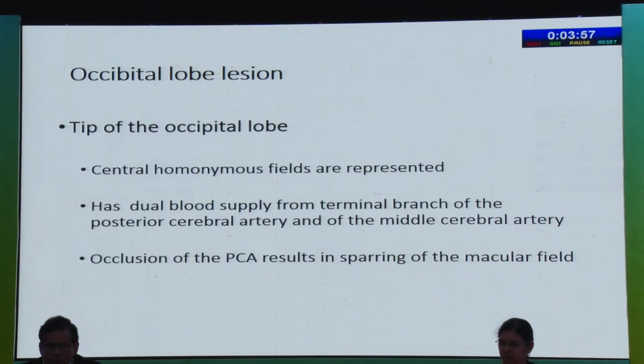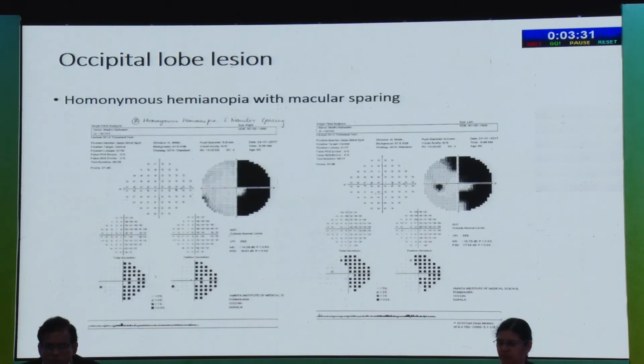So at the tip of the occipital lobe, sometimes we can get central homonymous fields represented there. So we get central homonymous field defect, and here the blood supply is dual. Both the posterior cerebral artery and the middle cerebral artery supply here. So occlusion of PCA, that is posterior cerebral artery, can result in homonymous field defect with sparing of macula. So here we can see the homonymous hemianopia with sparing of macular central field.